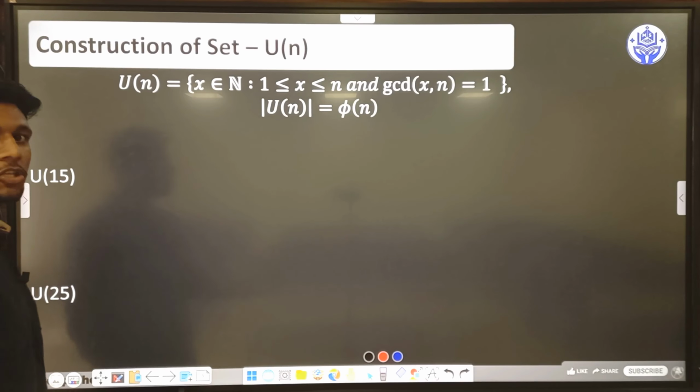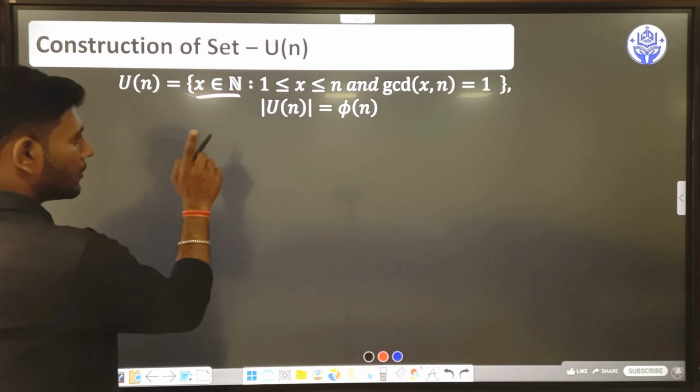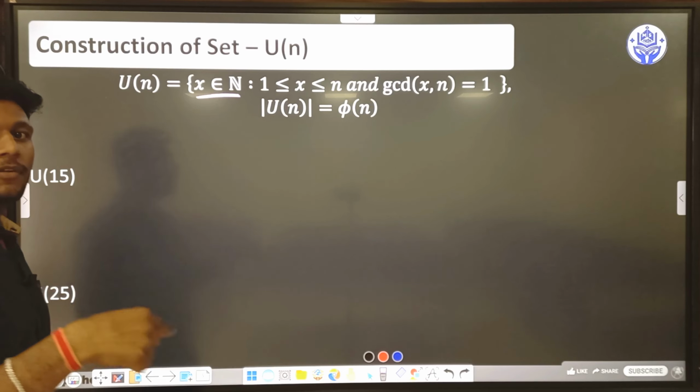Now next we have the construction of the set Un. What is the Un set? First of all, the definition is x belonging to the natural numbers, and in that Z, x belonging to the integers.